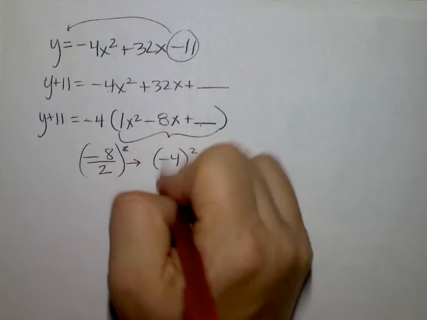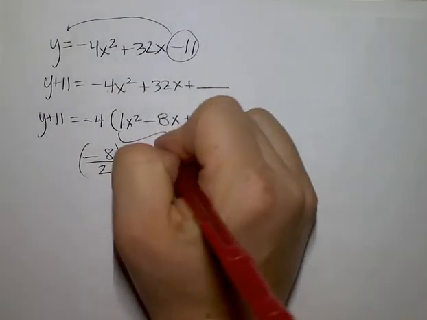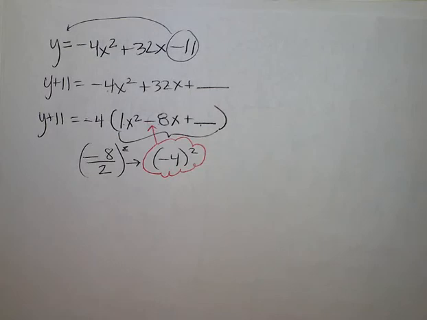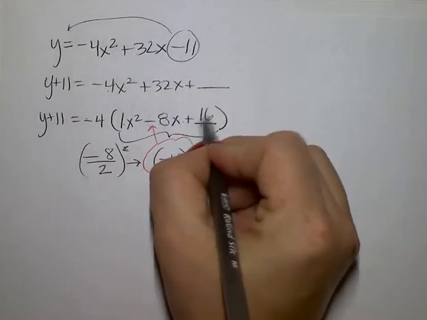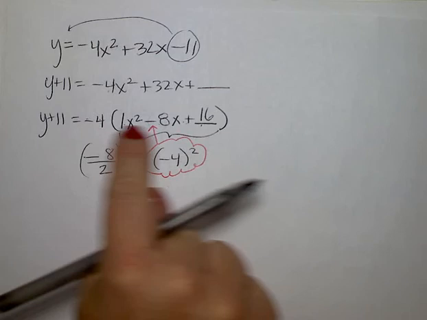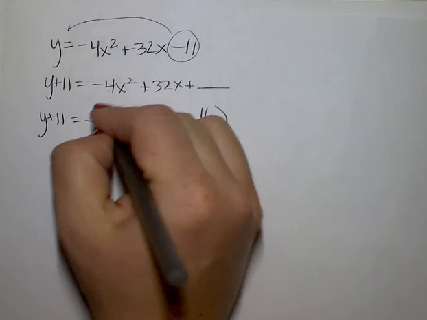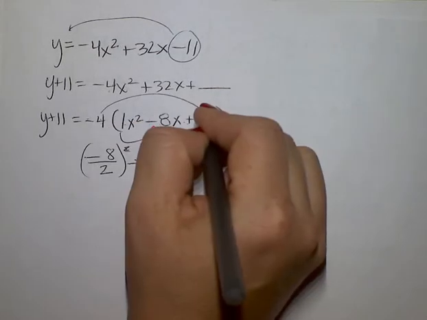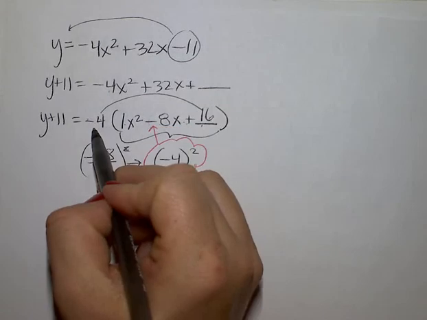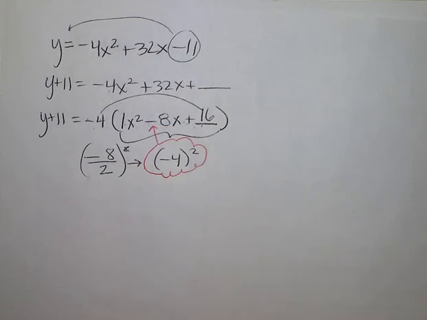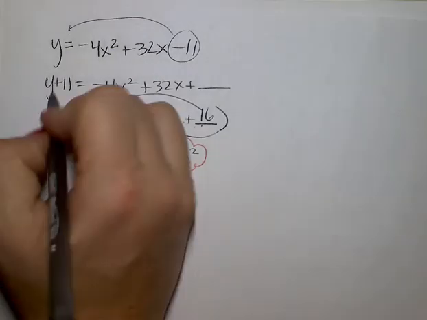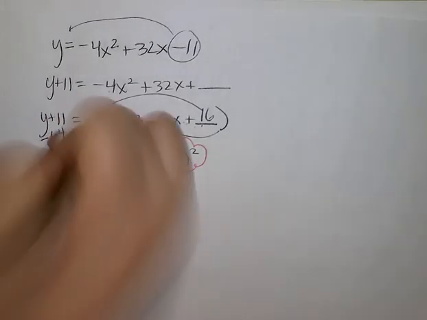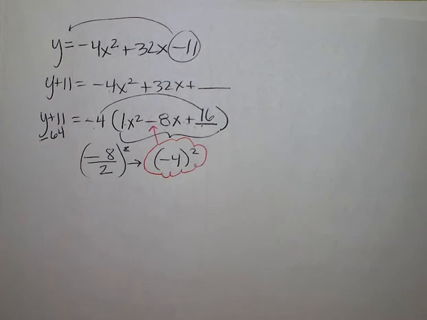Just remember, we're going to come back to this number. It's negative because the 8 was negative. Negative 4 squared is a positive 16. This will always be a positive number. We did not just add 16 to the right. In fact, we added a negative 64, because negative 4 times 16 is negative 64. So on this side, I need to also add a negative 64, which is the same as subtracting 64.